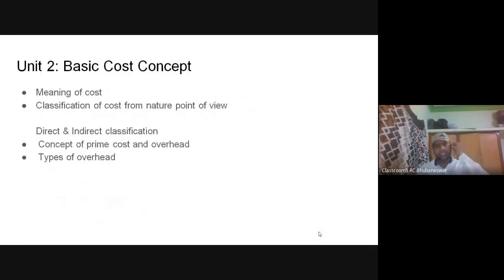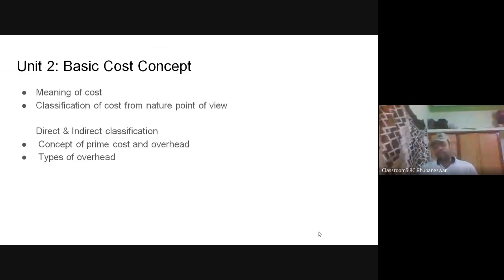Next, the basic cost concept. In the next class, we are going to discuss the same. So we will be discussing under this basic cost concept. We have one problematic part also, that is relating to cost sheet, which is statement of cost and profit. We will also deal with that one because it is a problem part. It might come in your examination, so you have to prepare that one also.